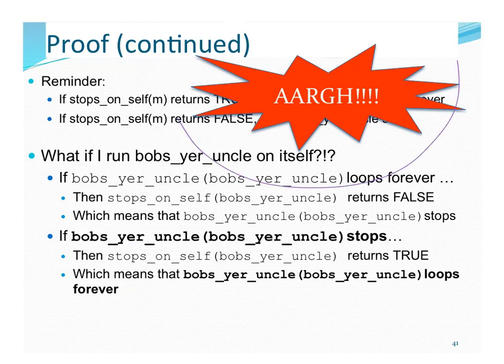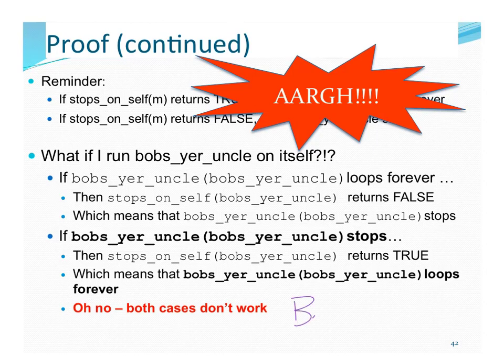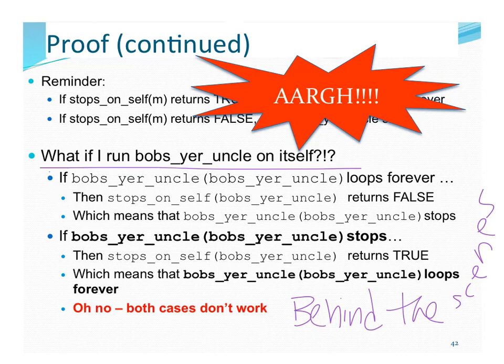And now we start to panic because both cases don't work. Now, of course, secretly behind the scenes, we wanted it not to work. We were trying to prove by contradiction. If we didn't have a contradiction, our proof would be hopeless. But the way we play this is, let me assume it's all fine, so let's just play along. What if I run Bob's Your Uncle on itself? Oh, that one doesn't. That's fine. Don't panic. If it stops, that's fine. Don't panic. And now we're at the panic.